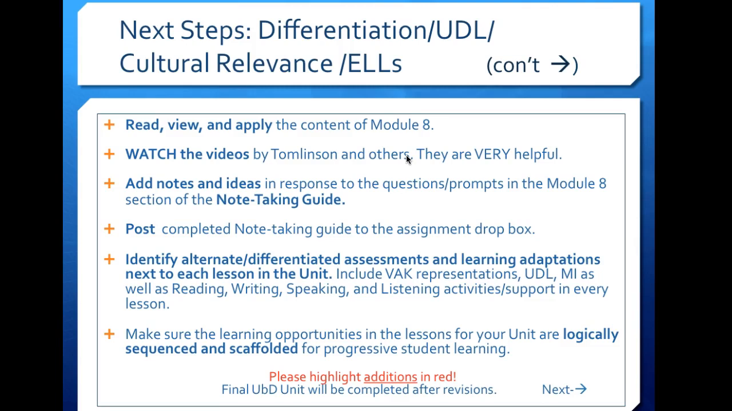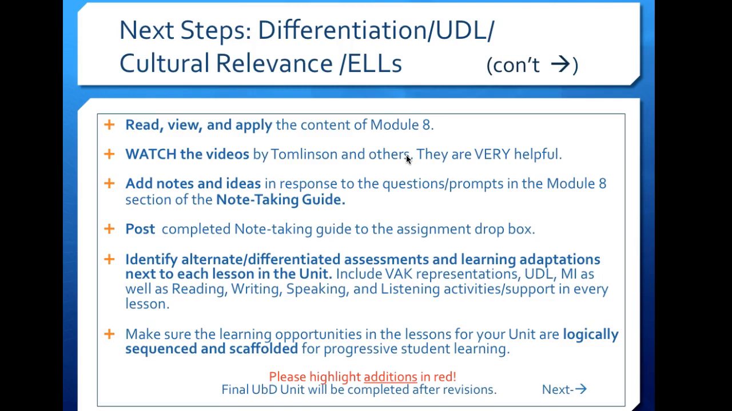So now your note-taking guide is done. You have Module 5, Cultural Pedagogy and Cultural Capital. Module 6 would be Effective Instructional Practices for English Language Learners, and then Module 8, Differentiation and UDL. And these you're going to apply to your unit. On the right column, identify alternate differentiated assessments and learning adaptations next to each lesson in the unit. And I'll say it in our class meeting, but they need to be appropriate for each lesson and not the same for every lesson in your unit.